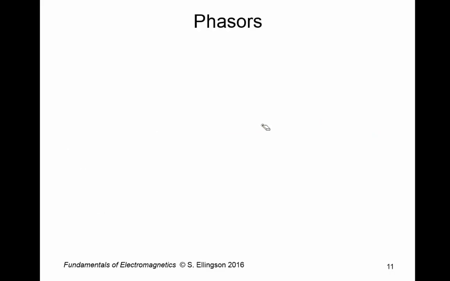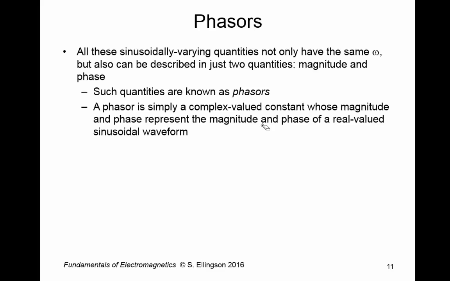Okay, so when we talk about frequency domain electromagnetics or frequency domain anything, this topic of phasors comes up. This is really a very basic idea in electrical engineering, so I'm sure you've encountered it before. But just to make sure we're on the same sheet of music, let's say a little bit about this. All sinusoidally varying quantities not only have the same omega in a linear system, but they can also be described using just two quantities, and that's magnitude and phase.